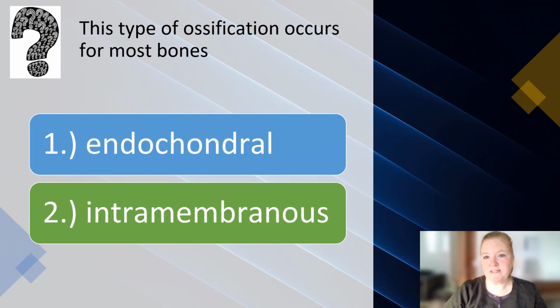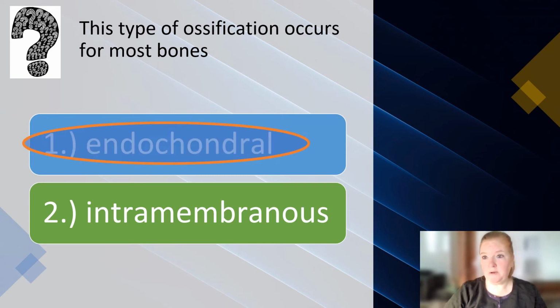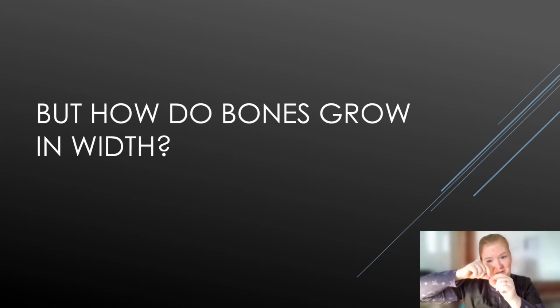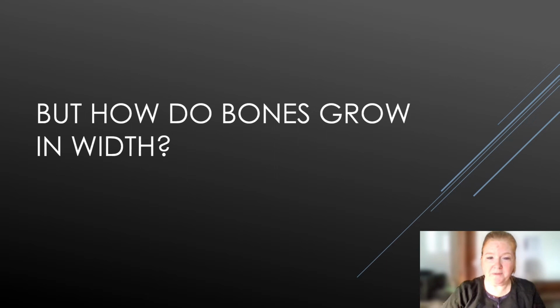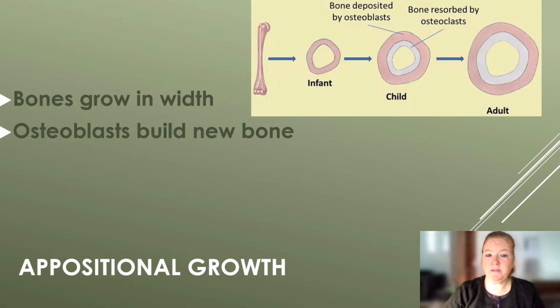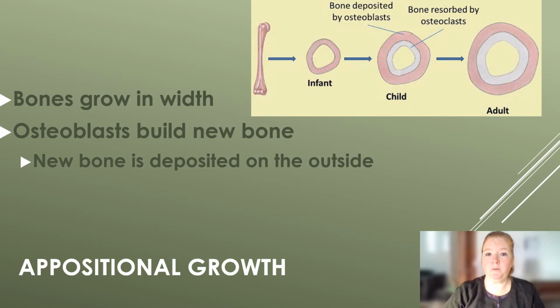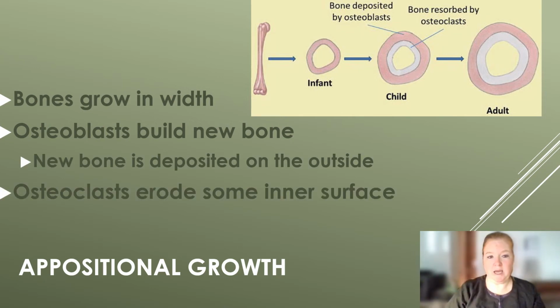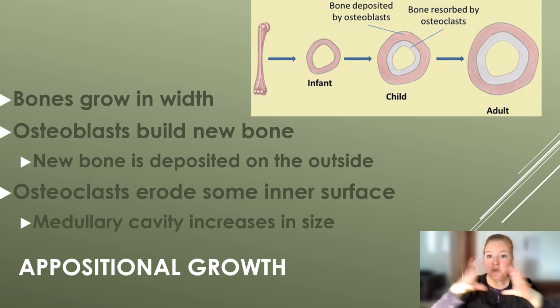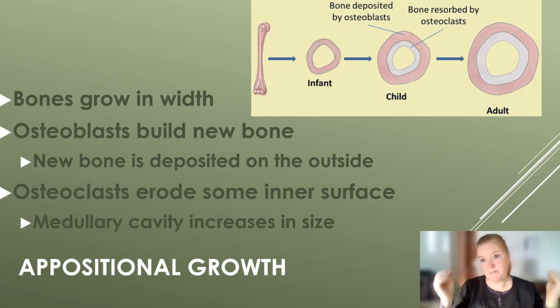So which type of ossification occurs for most bones? It's endochondral, from cartilage. But how do bones grow in width? Because if they just got longer, they would stay very thin as you're growing. That's called appositional growth. So osteoblasts build new bone, deposited on the outside, and osteoclasts break down some of the inner surface, so the cavity in the center gets bigger. It widens, and the medullary cavity can hold more marrow.